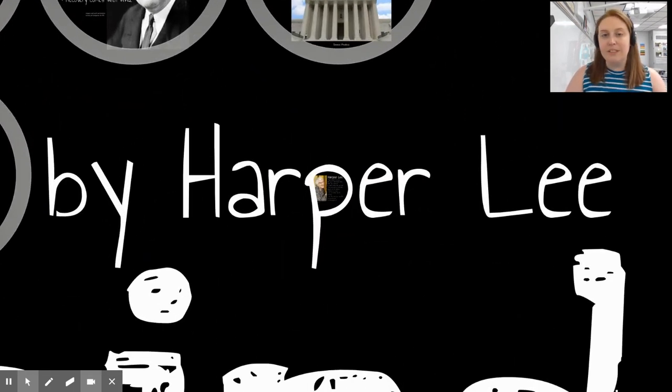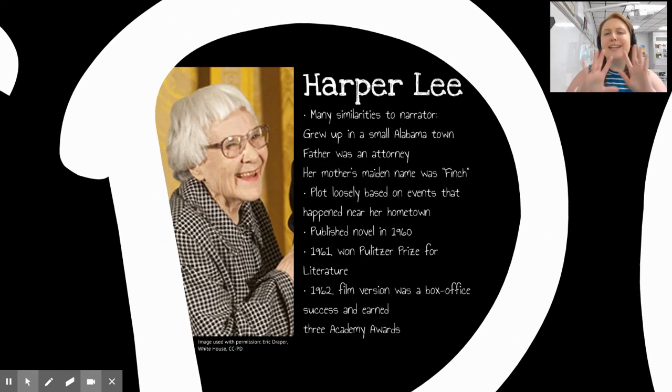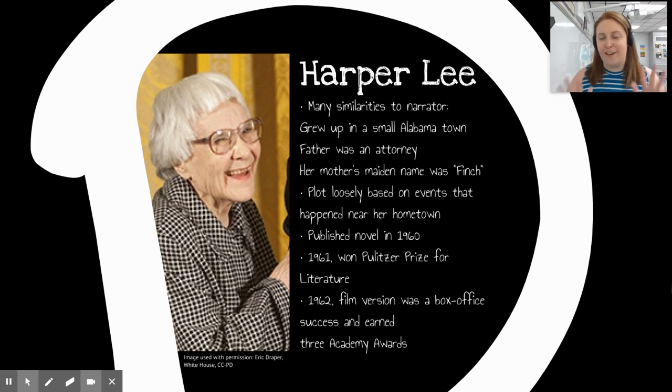So let's talk about Harper Lee. She is our author of To Kill a Mockingbird. Fantastic writer. I love her so much. She has actually passed away now, just a few years ago. She actually passed away while my students were reading this book. I think it was in 2016, I believe. And this is one of her only books. She wrote another one called Go Set a Watchman. That was kind of like the sequel or the prequel of To Kill a Mockingbird. But for the most part, To Kill a Mockingbird was her only work.